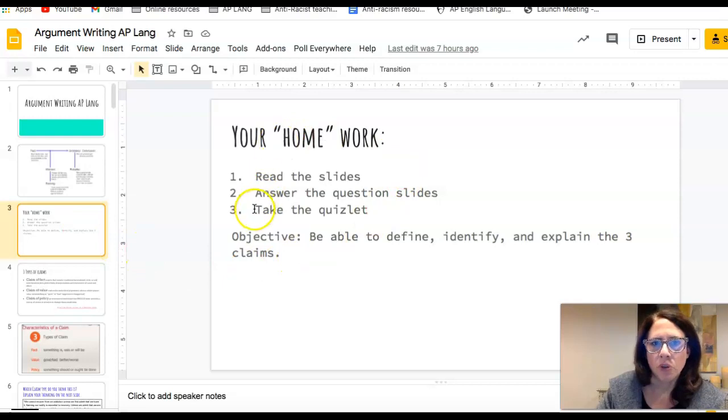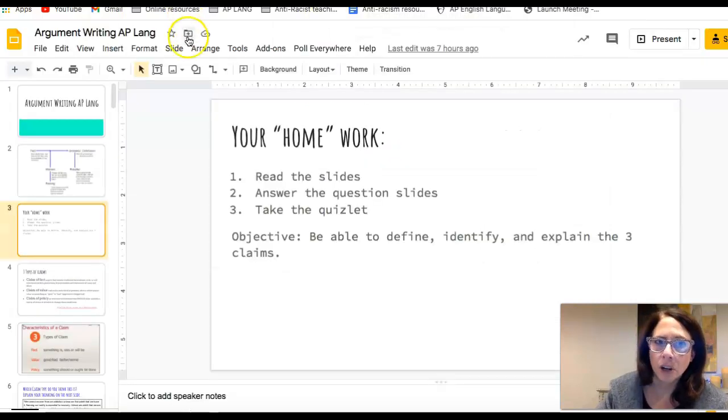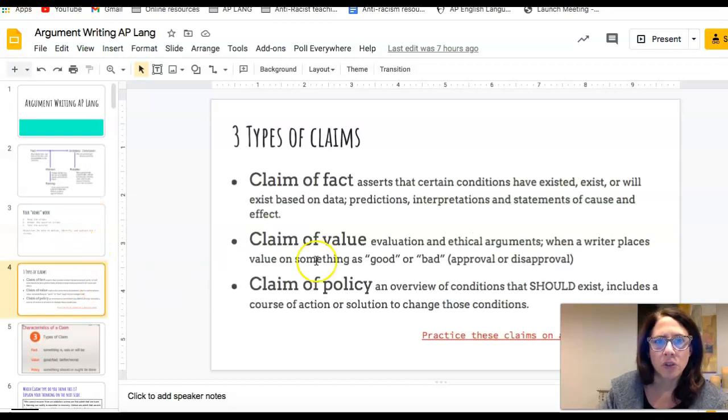I want to make sure that you know your homework for the very beginning of this unit, so you may or may not have completed this, it's in Google Classroom. It is called Homework Due 1215 Claims. So the idea is that you read on your own what the three types of claims are in an argument, and you practice that and you tell me what they are. That is worth 20 points. So you definitely are going to want to go back to do that.